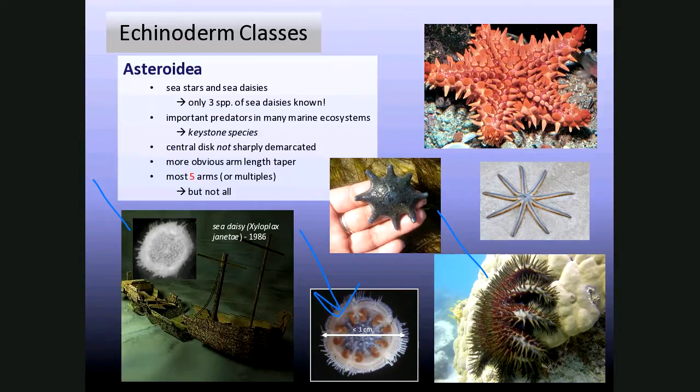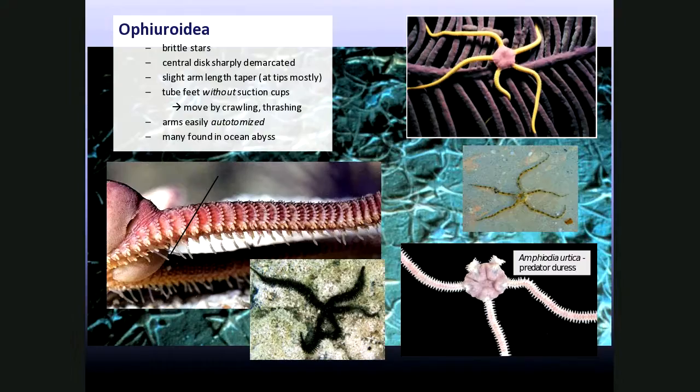Let's take a look at the brittle stars. Brittle stars have a very definitive disc, and the arms have very little taper. The only place they taper really is at the end. Brittle stars are called brittle stars because they are brittle, if you will. They are very apt to autotomize their arms, especially under predator duress.